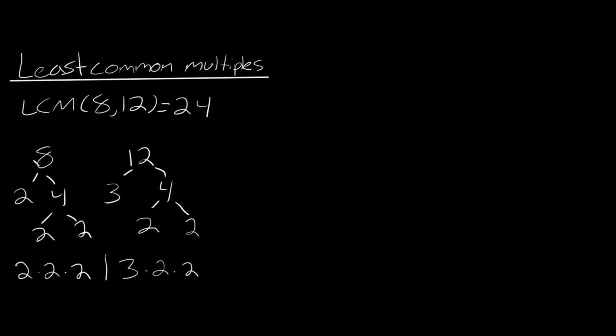And now let's go ahead and write the prime factorization of 8 here. 2 times 2 times 2. And we notice here that all these 2's here are covered, but now we need this 3, so we'll go ahead and add that on. So this will be 8 times 3, which is 24, and we get the exact same answer.